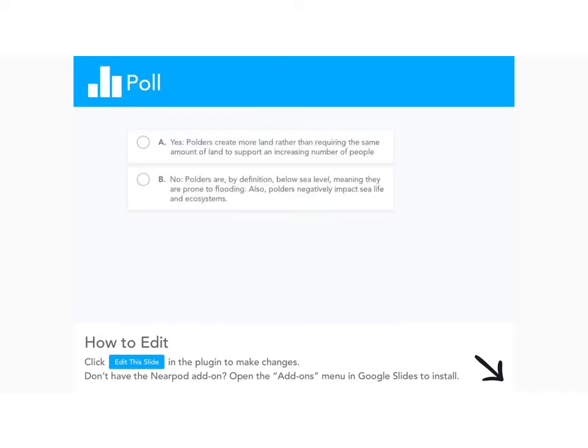So I want this question asked for a poll. Just tell me what you think. Do you think polders are a good idea? Yes, in that polders create more land rather than requiring the same amount of land to support an increasing number of people. Or no, polders are by definition below sea level, meaning they are prone to flooding. Also, polders negatively impact sea life and ecosystems. So tell me what you think.